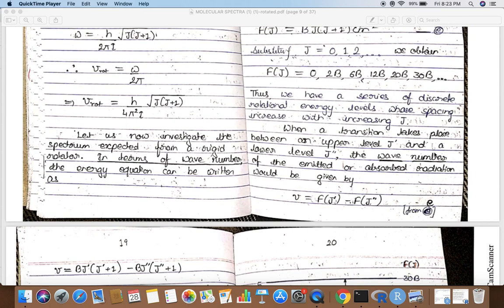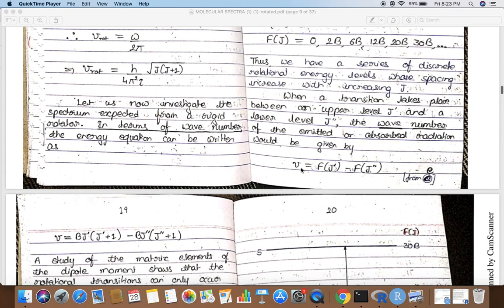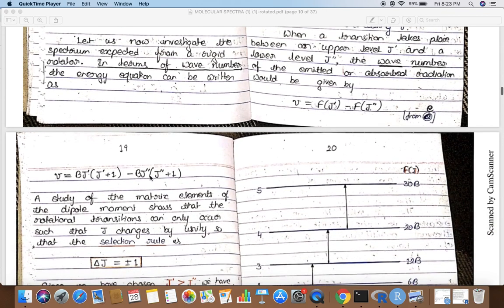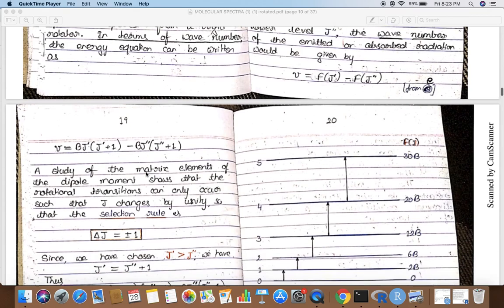If the transition is taking place from the upper level J prime to the lower level J double prime, where J double prime is less than J prime, the wave number of the emitted or absorbed radiation would be given by ν is equal to F(J prime) minus F(J double prime), that is B J prime (J prime plus 1) minus B J double prime (J double prime plus 1).